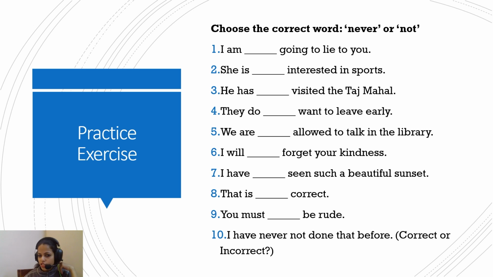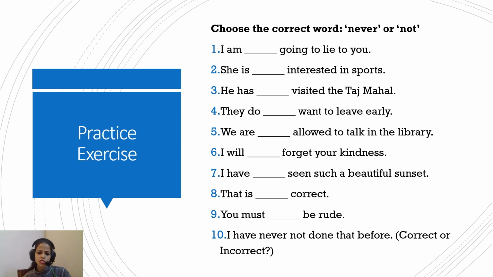"She is dash interested in sports." She is not interested in sports. So it is talking about the present. It is very much visible from the context. She is not interested in sports. She's interested in debating. It could be something of that sort. "He has dash visited the Taj Mahal."